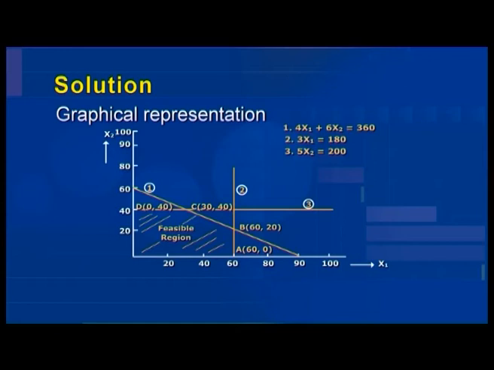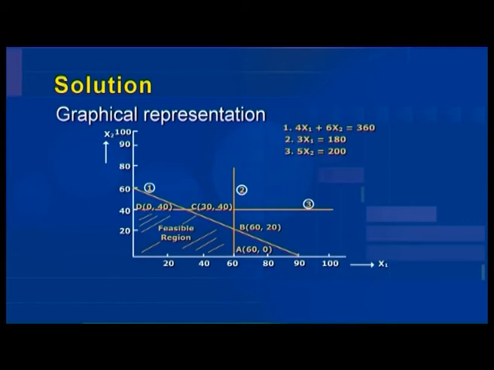For example, when x1 is equal to 0, we get 6x2 is equal to 360, or x2 is equal to 60. Similarly, when x2 is equal to 0, 4x1 is equal to 360, x1 is equal to 90. These 2 points are then connected by a straight line as shown in the figure.